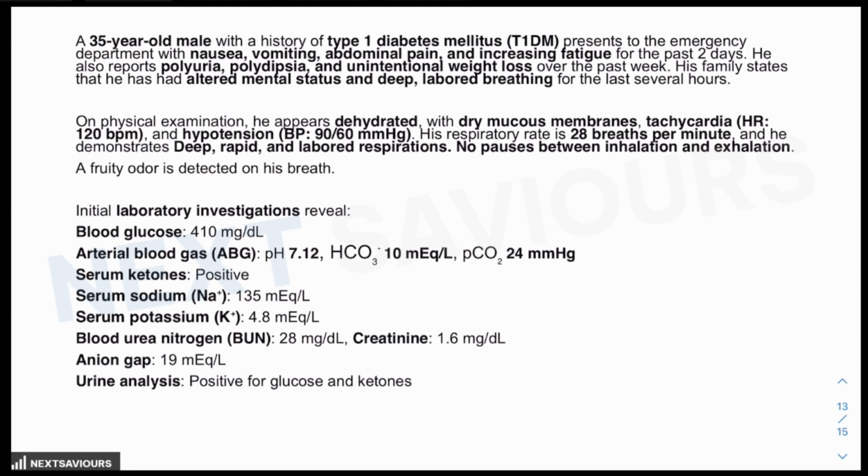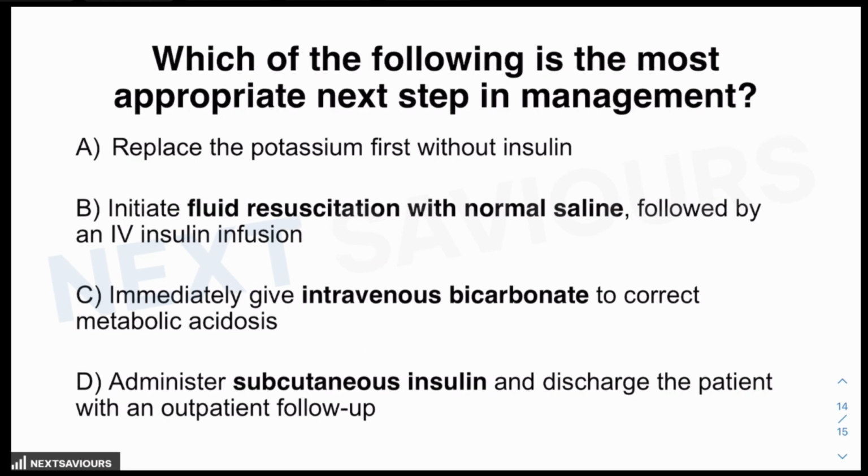In this question, based on the laboratory investigation findings, you came to know that the patient is obviously suffering from moderate to severe diabetic ketoacidosis. If you look at the management options, the first option is the replacement of potassium first without insulin. Now, there is a specific indication for not giving insulin, when the potassium level is less than 3.3 milliequivalent. But here in the question, it is 4.3. So this option is obviously wrong.